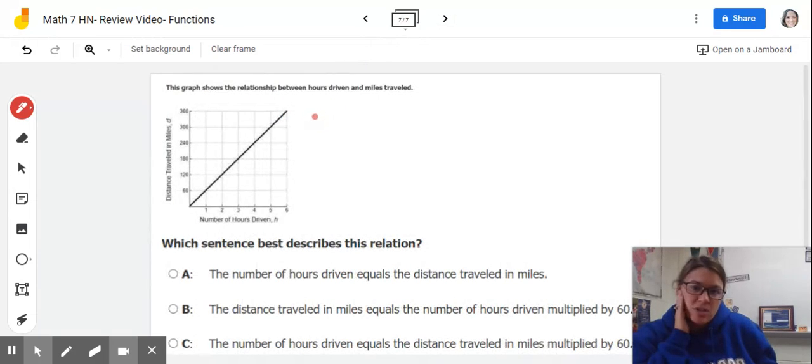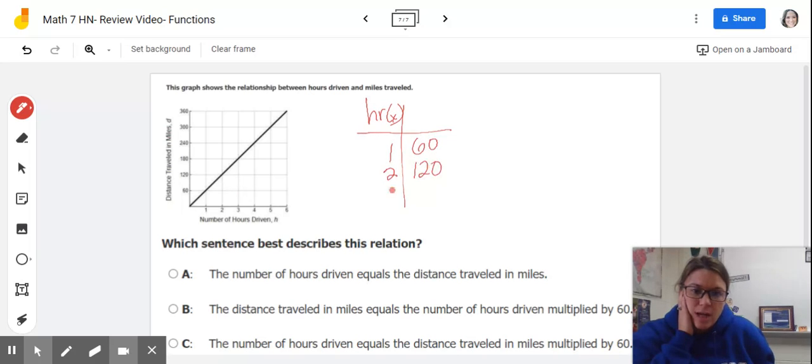Okay, I think last question. This graph shows the relationship between hours driven and miles traveled. Hours are at the bottom, the miles traveled are here. So after 1 hour, so the hours are the x, or the input. So after 1 hour, he went 60 miles. After 2 hours, he went 120. After 3 hours, he went 180. So which statement best describes this relation? The number of hours driven equals the distance traveled. The number of hours, does that equal the miles? No. Totally different numbers, right?